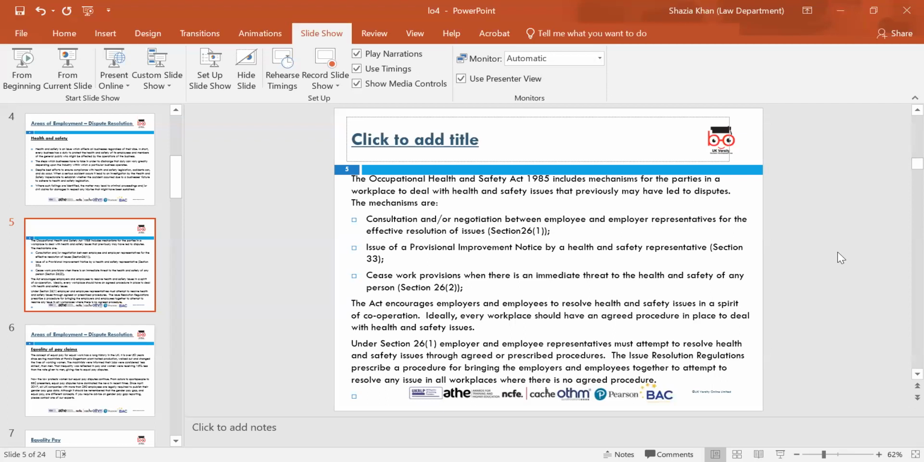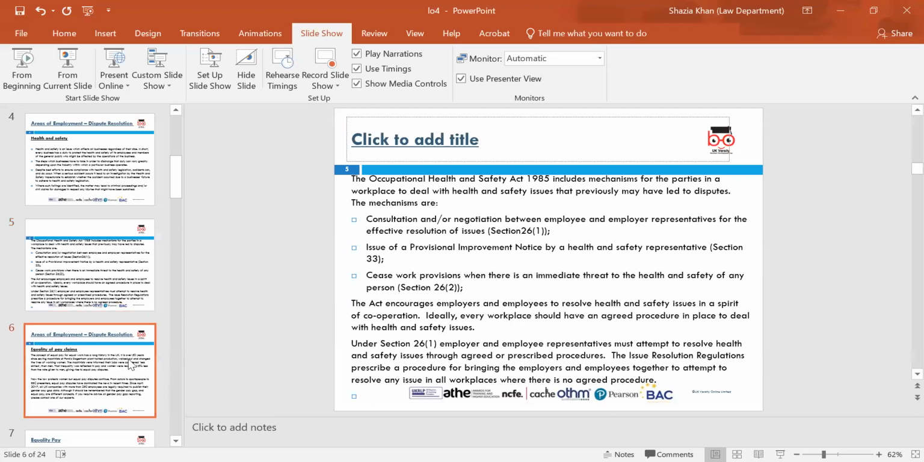The Act encourages employers and employees to resolve health and safety issues in a spirit of cooperation. Ideally, every workplace should have an agreed procedure in place to deal with health and safety issues. Under section 26(1), employer and employee representatives must attempt to resolve health and safety issues through agreed or prescribed procedures. The issue resolution regulations prescribe a procedure for bringing the employers and employees together to attempt to resolve an issue where there's no agreed procedure.